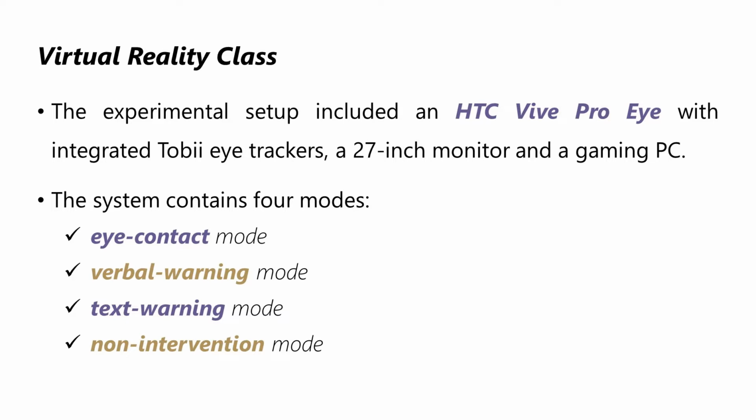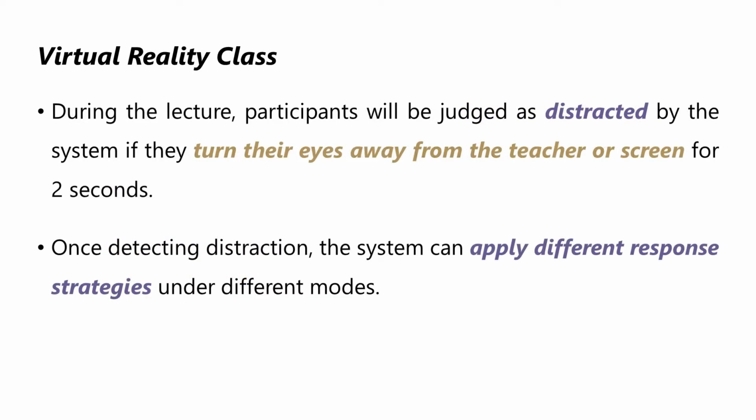Our system contains 4 modes, namely eye contact mode, verbal warning mode, text warning mode, and non-intervention mode. During the lecture, participants will be judged as distracted by the system if they turn their eyes away from the teacher or screen for 2 seconds. Once detecting distraction, the system can apply different response strategies under different modes.